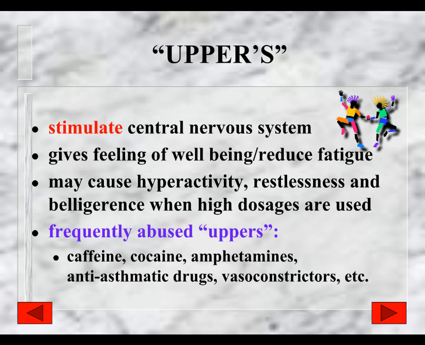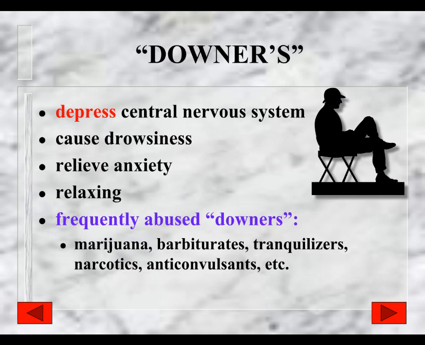Some things that are considered uppers that are frequently abused are caffeine, cocaine, amphetamines, and anti-asthmatic drugs, because they give you that same feeling as antihistamines and other vasoconstrictors. Those would be anything someone might use to speed up their mind. People frequently abuse ADHD meds like Adderall and Ritalin, taking them when they don't need them. Those are stimulants that are frequently abused.